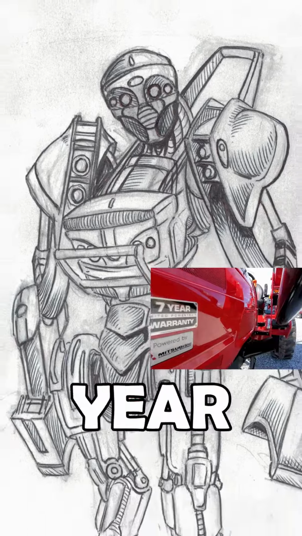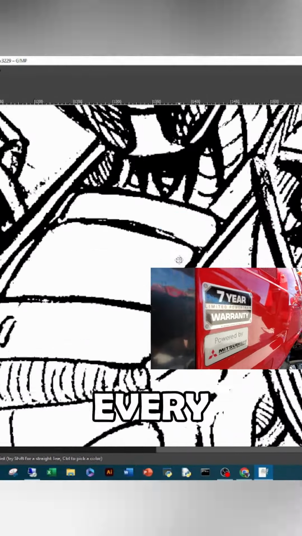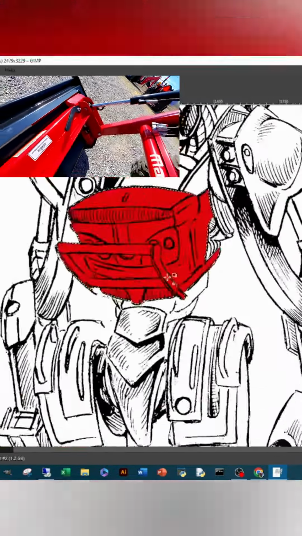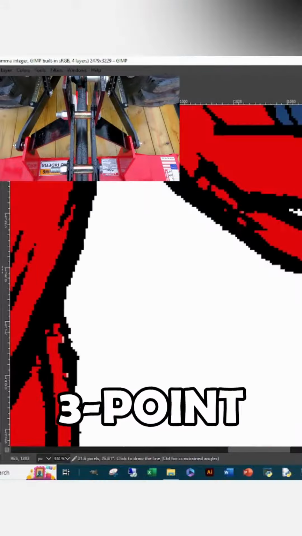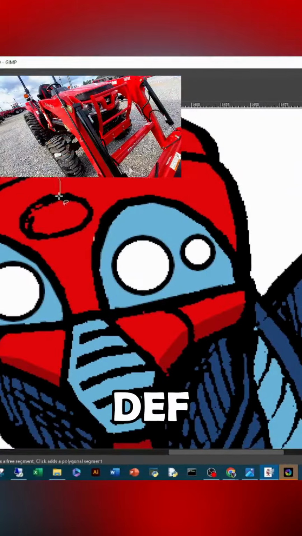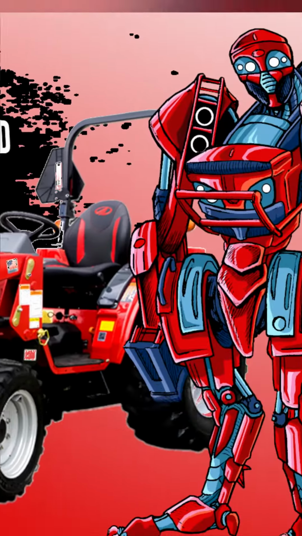This tractor has a 7-year powertrain warranty and a 2-year bumper-to-bumper warranty, and that goes for every Mahindra up to the 4500 series. The bucket is a skid steer type and has a quick attach loader, and the 3-point hitch in the back will pull up to 5-foot implements. Like all Mahindras, there's no DEF fluid or diesel regen on this tractor and can be packaged with any of the equipment that we sell here at Peach.